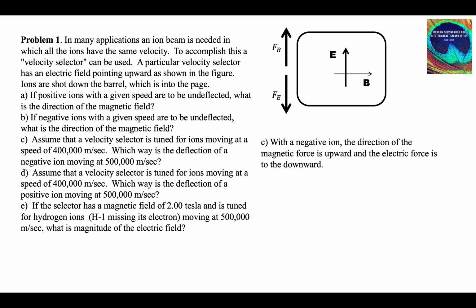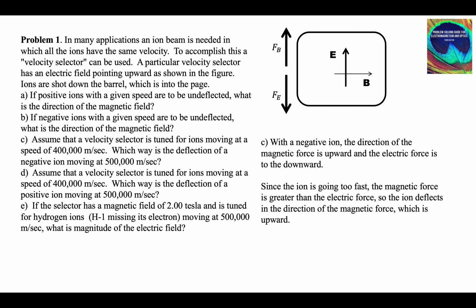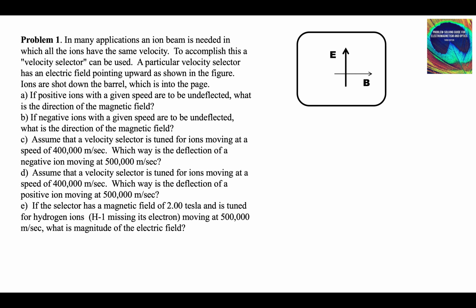It's going too fast, which means the magnetic force is going to win. So this too fast ion gets deflected upward. Part D asks the same thing for a positive ion. The velocity selector is tuned for ions moving at 400,000. A positive ion comes in at 500,000. Which way is it deflected?